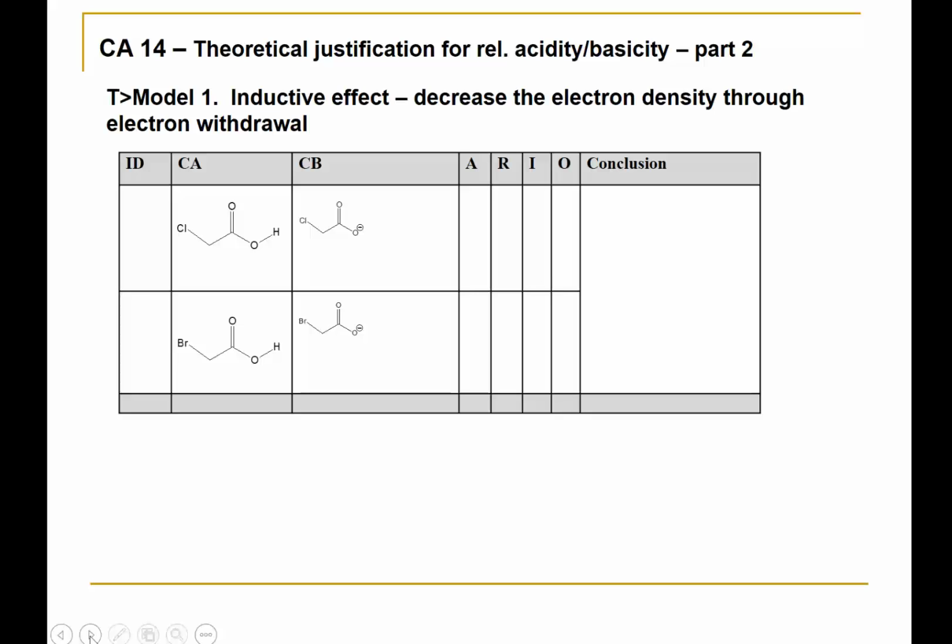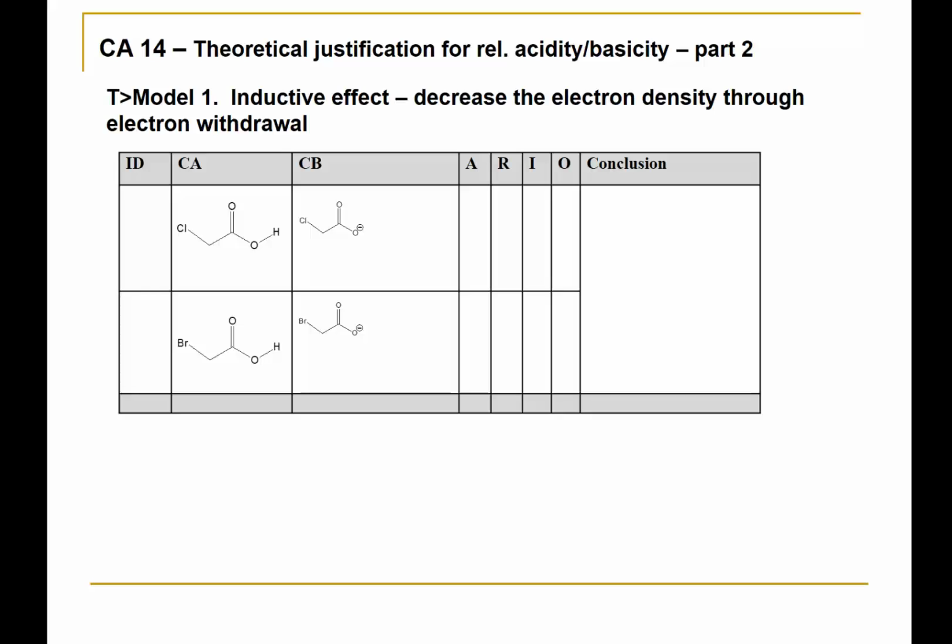So here we're comparing, once again, the relative acidity of 2 carboxylic acids. But in one case, we have a chloro group attached, and in the other case, we have a bromo group attached. So let us do an analysis and make a prediction about which particular acid will be stronger. I'm going to leave it to you, first of all, to complete this chart, and then let's discuss it together.